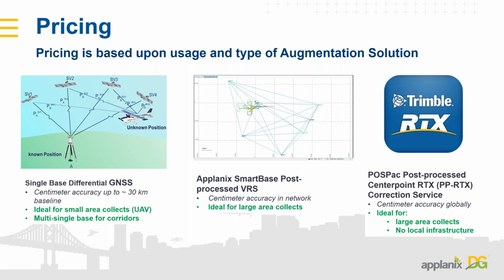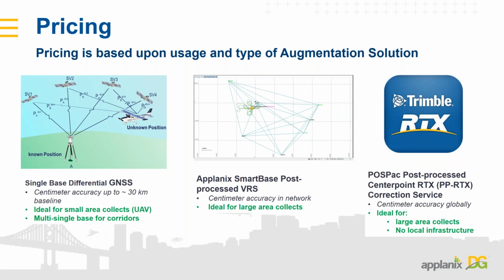You can also use a CORS network. We offer something called Applanix Smart Base Post-Processing Virtual Reference Station. It uses CORS networks to basically perform that correction of the data for you. And so there's a price associated with that. And also Trimble has a global correction system called Trimble RTX. And that system is also available as part of the cloud processing solution. So there's a number of different augmentation solutions that you could use.